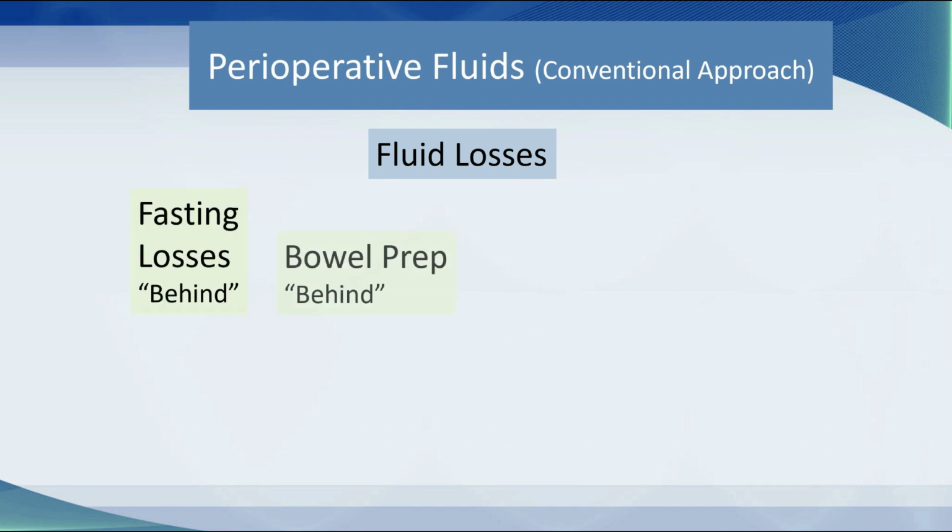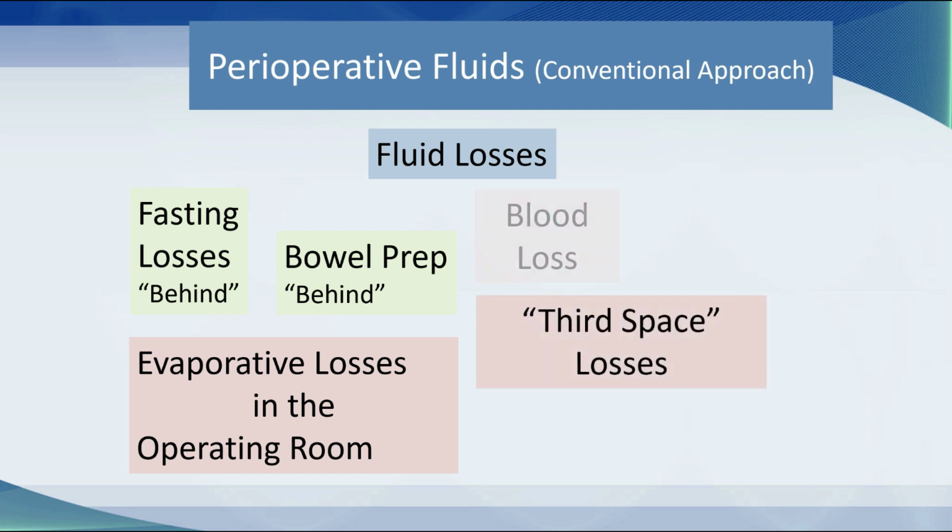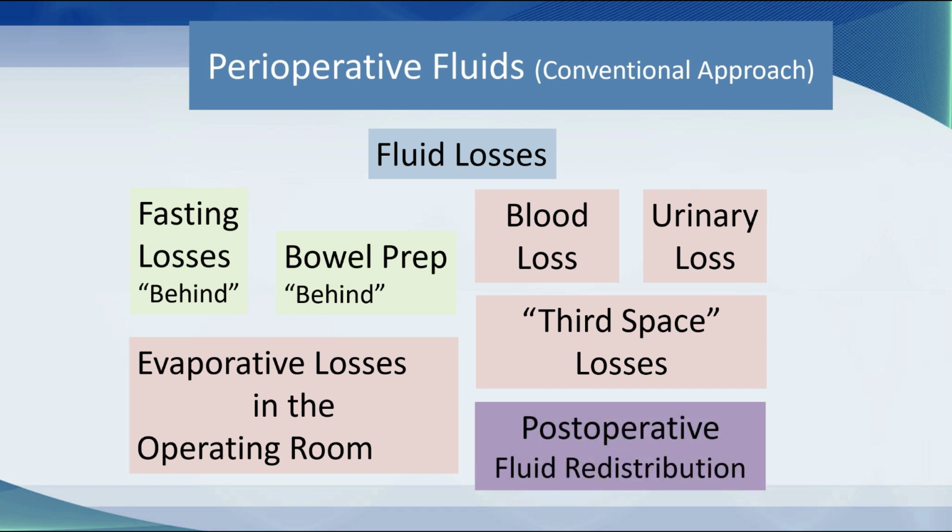There are lots of fluid losses perioperatively. First of all, if patients are fasted for fluid, they are dehydrated. Often they also get a bowel prep, which clears the patient out. They have quite a lot of fluid losses before they even get to the operating room. Then, of course, there are evaporative losses in the operating room. There is blood loss, some urinary loss in the operating room, and then there's this concept of third space loss. And then, of course, there's postoperative fluid redistribution.